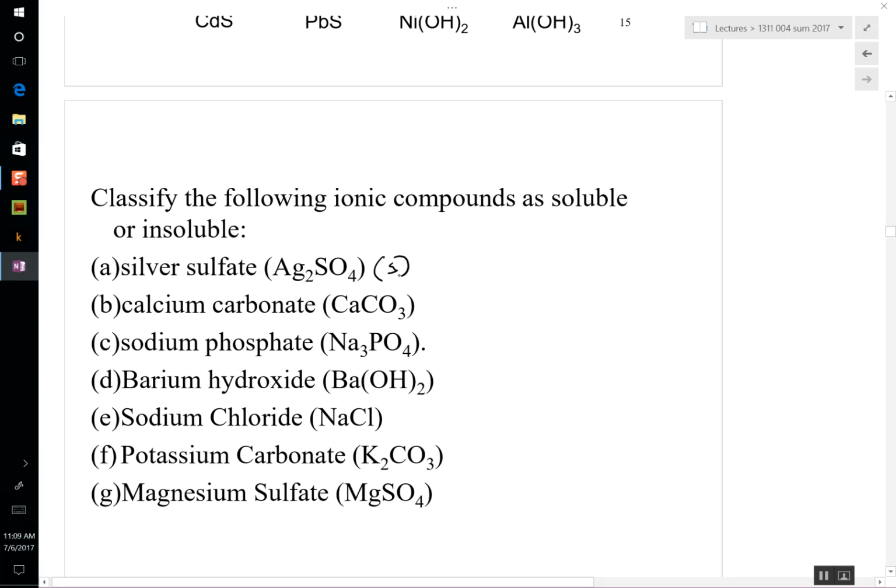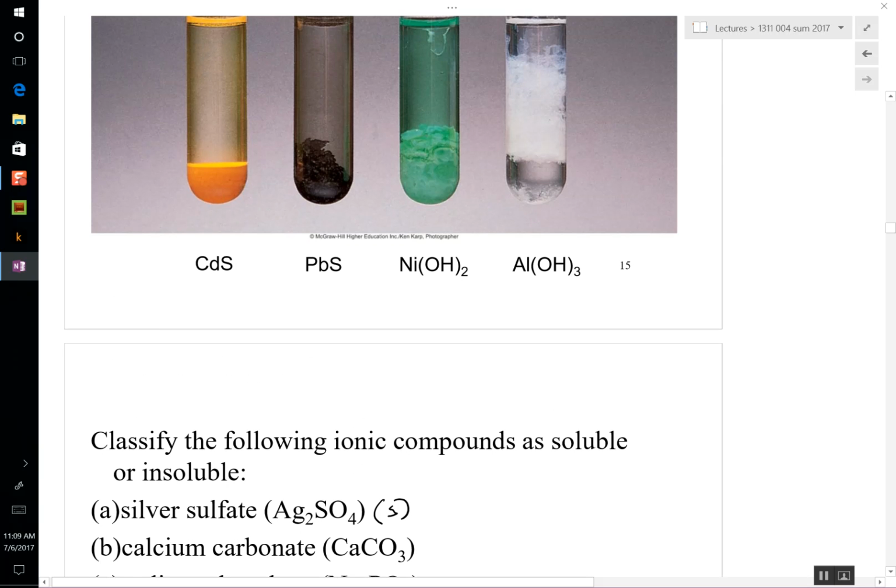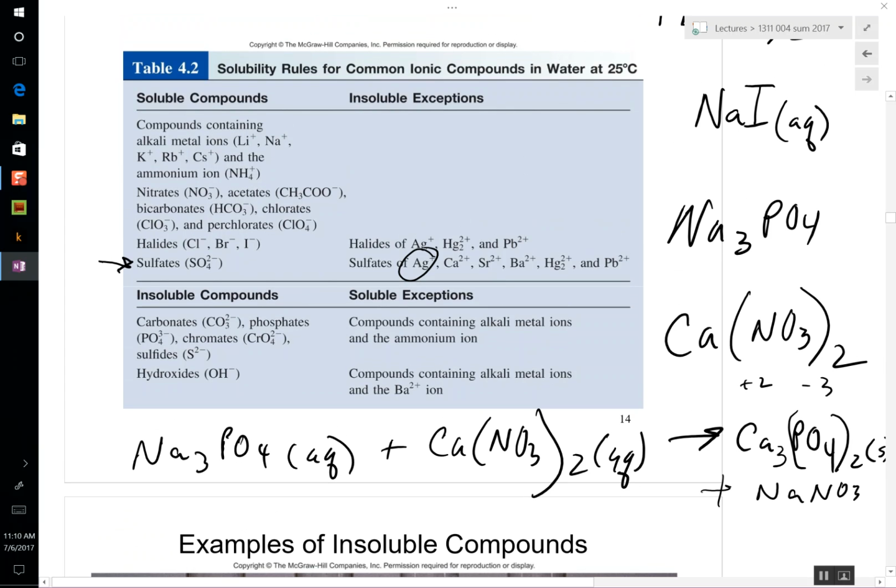Let's take sodium phosphate. What do you think about sodium phosphate? Soluble. If I looked at phosphates down here, it says most phosphates are not soluble in water. What's the exception? Alkali metal phosphates. Why? Because that agrees with the very first rule, which is that all sodium compounds are soluble in water.